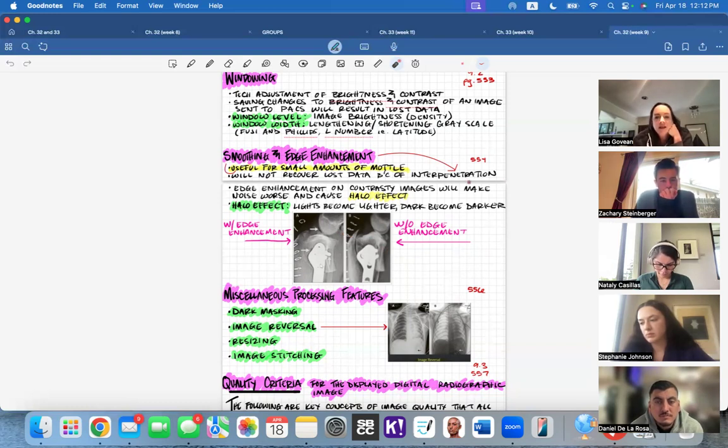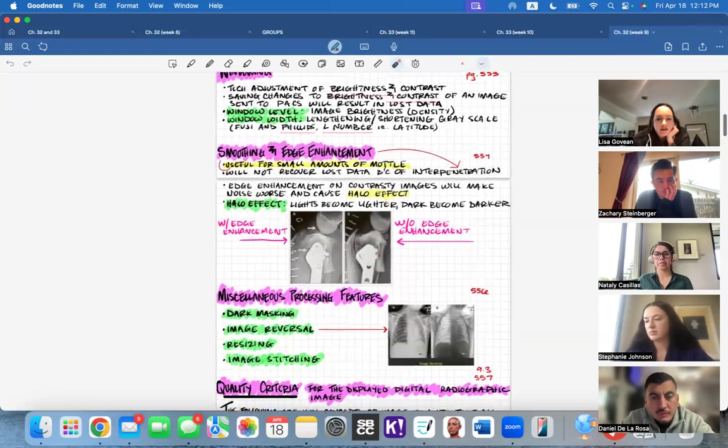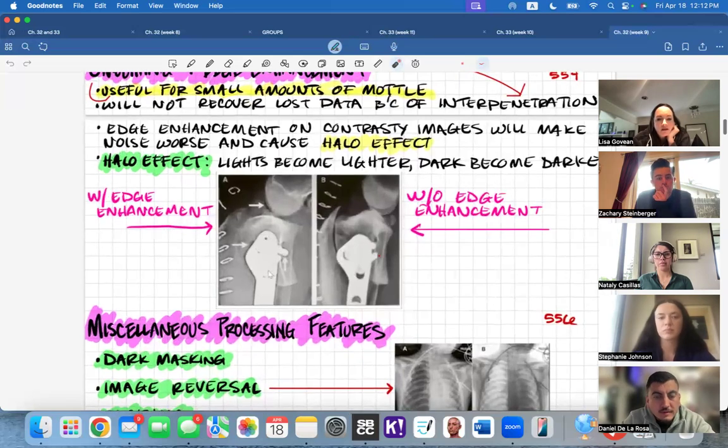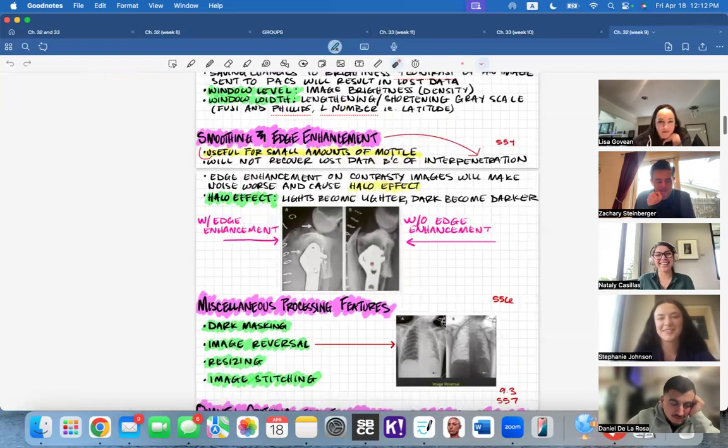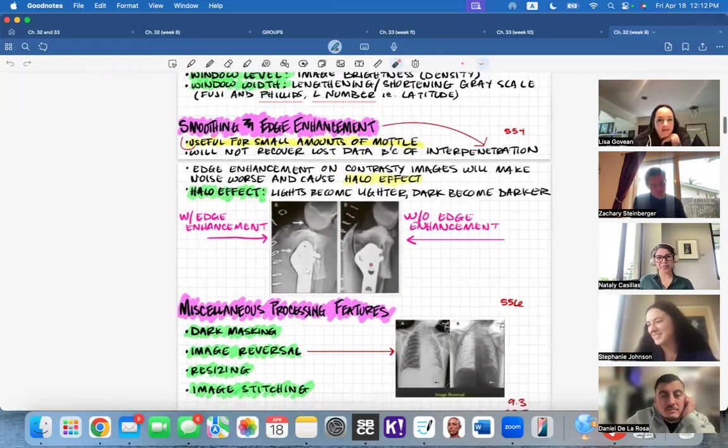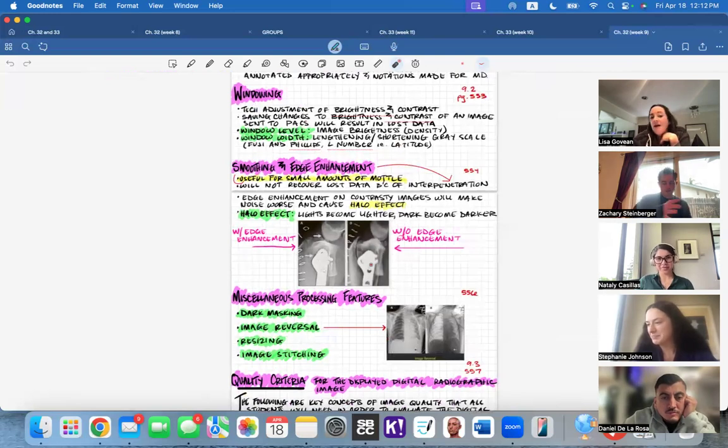But the edge enhancement, he made a big deal, will not recover lost data. It's just filling it in by guessing, I guess, or extrapolating from what's near it. And the smoothing was useful for only small amounts of noise. With the edge enhancement, you can have the halo effect where lights become lighter and darks become darker, which was this picture. And I thought it was cute because it's a dog leg. Obviously, I like dogs. But if I've seen that, I didn't know about it.